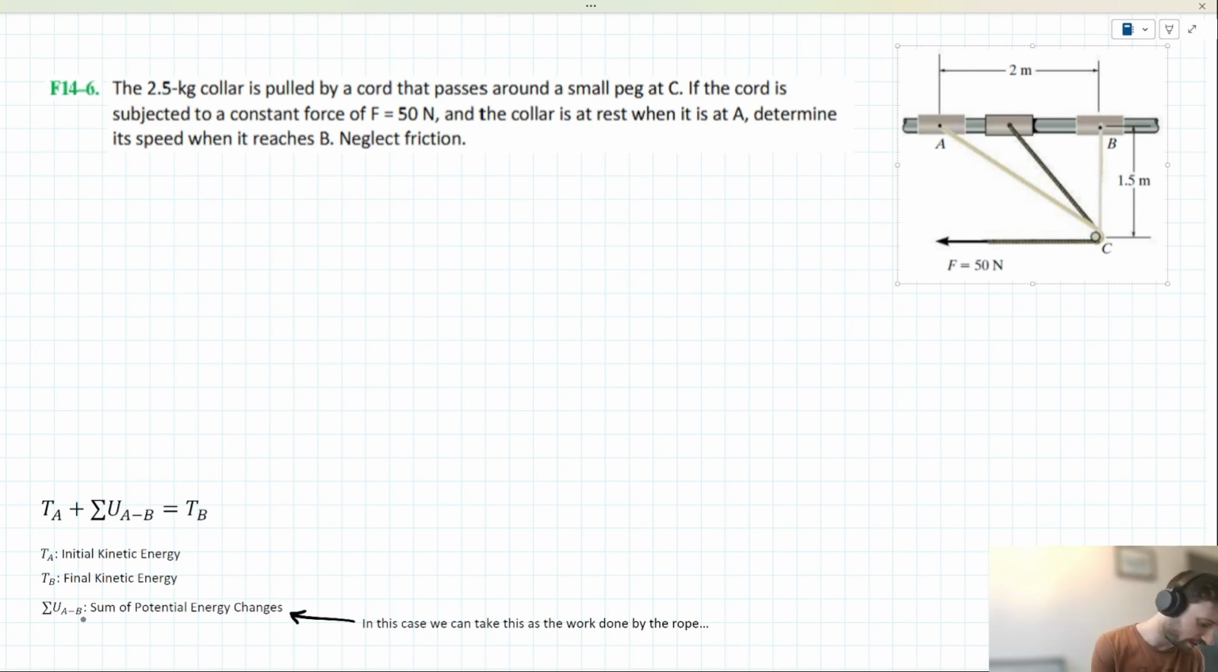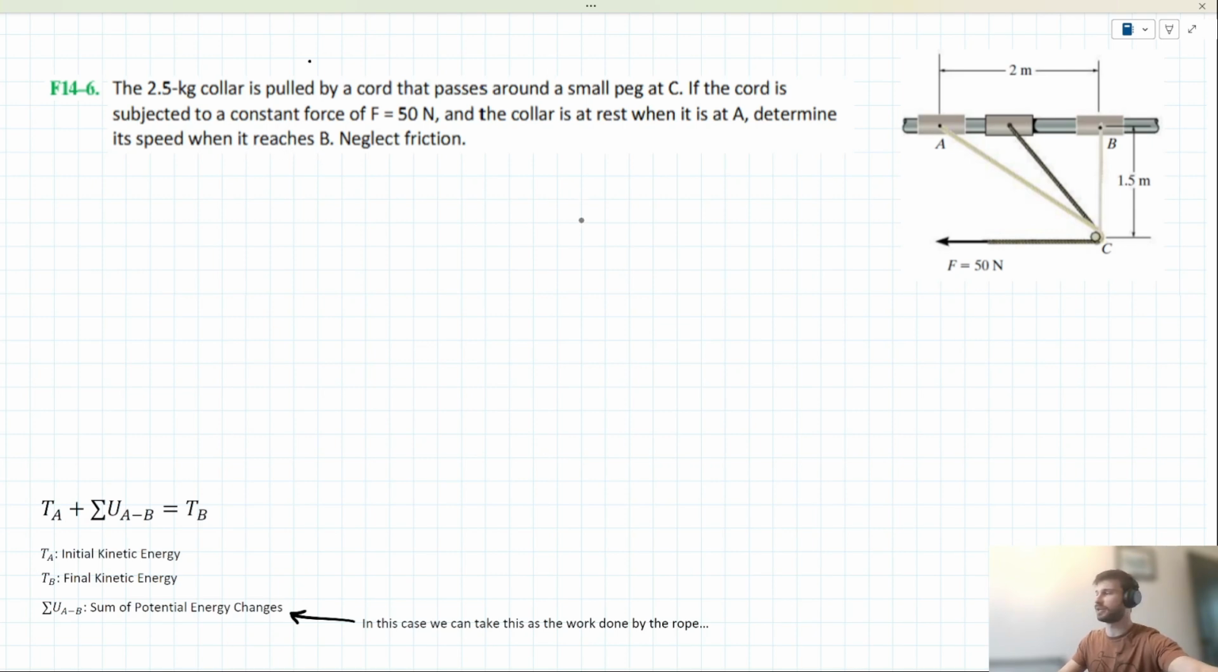So we have this problem from chapter 14 of the textbook that's saying the 2.5 kilogram collar is pulled by a cord that passes around a small peg at C. If the cord is subjected to a constant force of F, which is equal to 50 newtons, and the collar is at rest when it is at A, determine its speed when it reaches B, neglect friction.